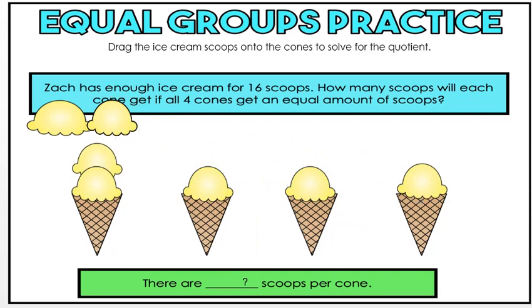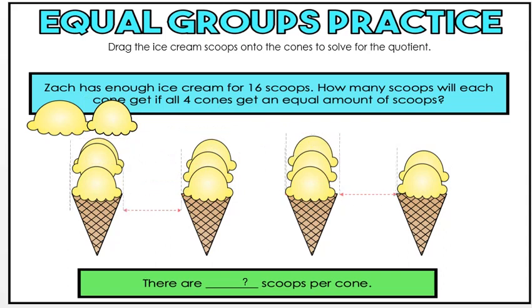Then we have 1, 2, 3, 4. So we have 4 twice. 4 3 times. Oh, that moved. That one's supposed to move. Okay, so each ice cream now has 3.